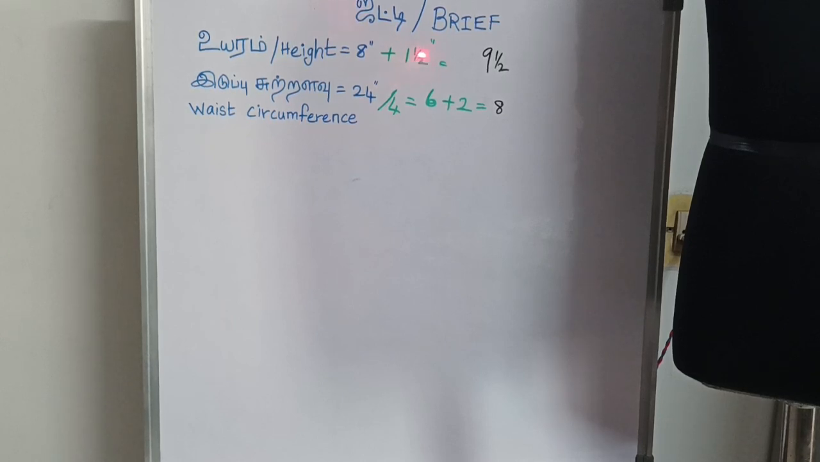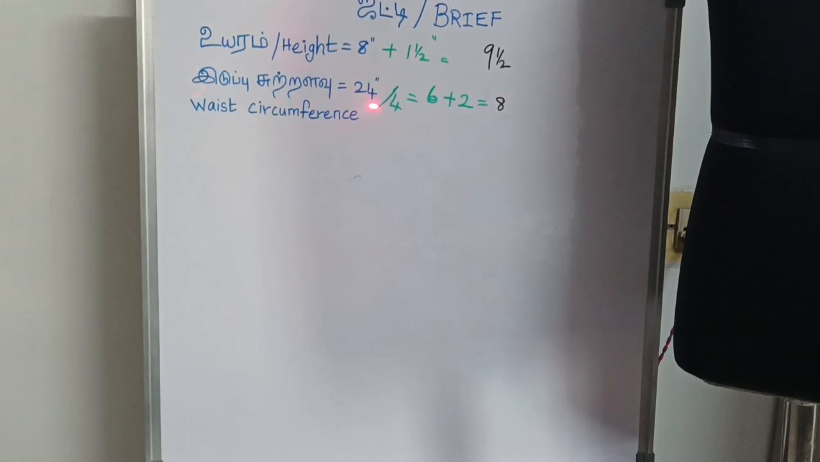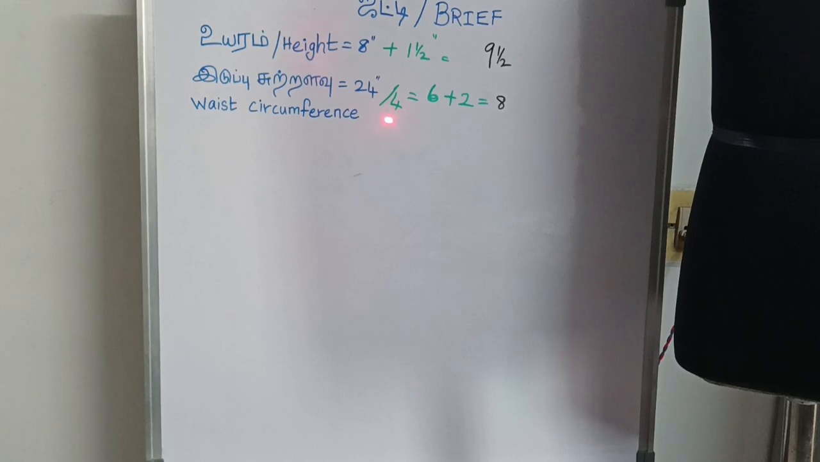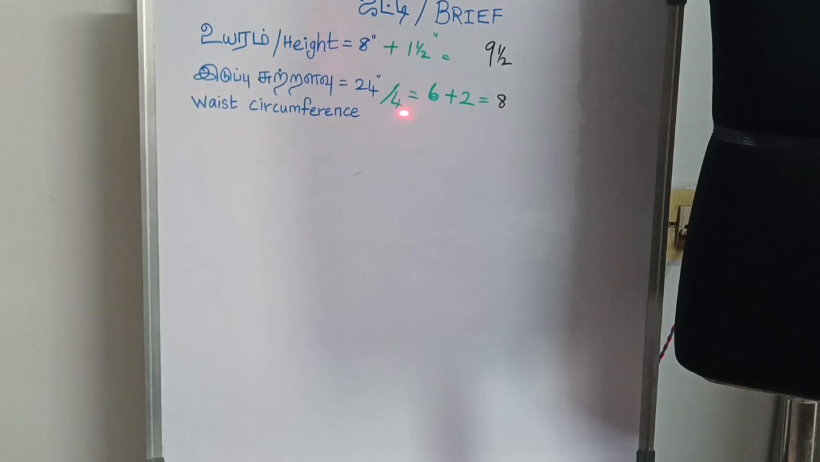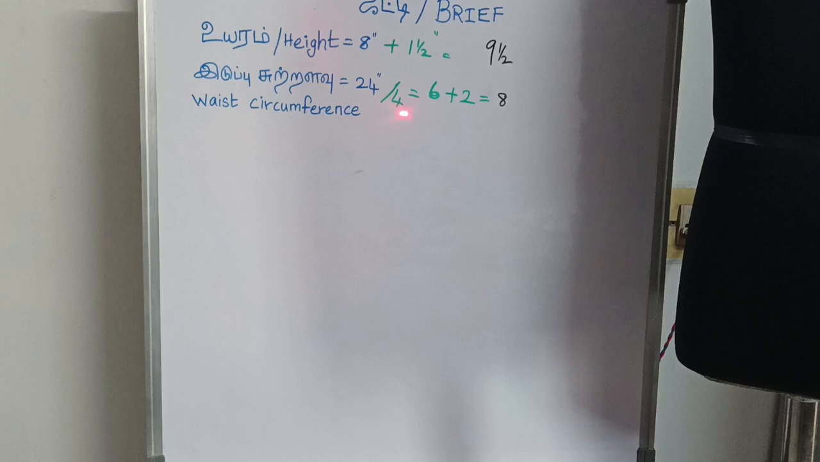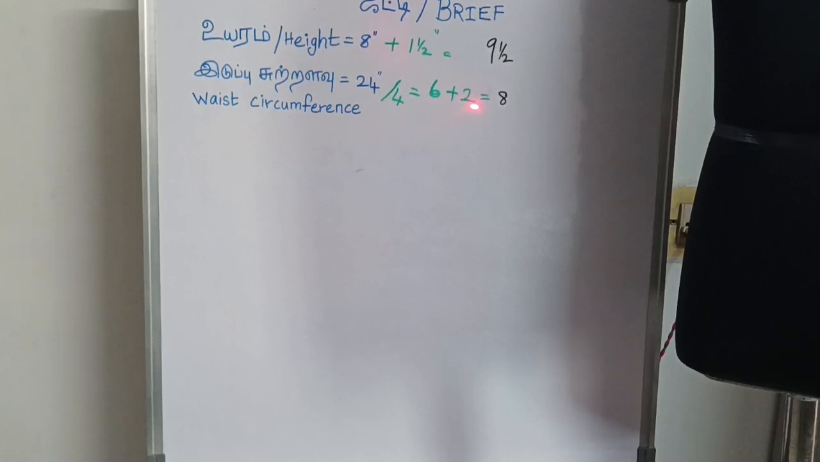You will have front piece and back piece. Adding 8 plus 1.5 you will get 9.5. Next, waist circumference 24 inch. You have to divide by 4. Why we are dividing by 4? Because always we 4 fold the cloth and mark the measurements. So we have to divide circumference by 4. 24 divided by 4 you will get 6 inch. Add 2 inch for seam allowance.